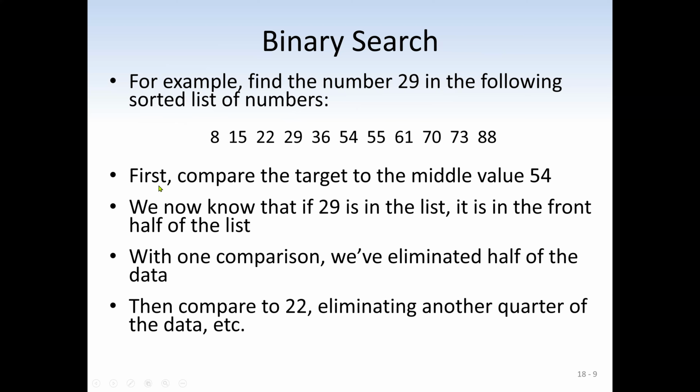So here again, we first compare the target to the middle value 54. We now know that if 29 is in the list, it should be in the front half of the list, that's the lower part. With one comparison, we have eliminated half of the data. And this process keeps going. Every comparison we do, we are going to eliminate half. That's why, again, the algorithm is called binary search. Bi means 2, we divide by 2, half will be gone.